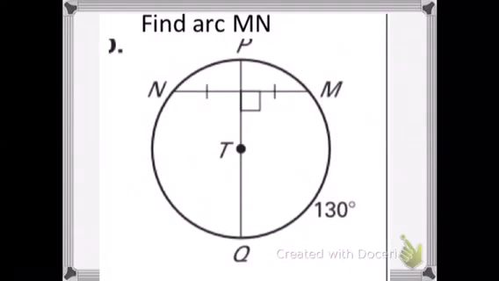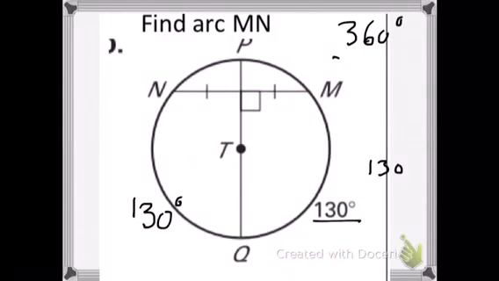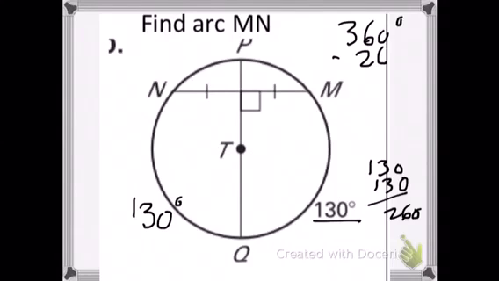Alright, so our first problem asks us to find the arc MF. Well, we know that these are equal distance right here. So if that side's 130, this side's 130. We know a circle has 360 degrees in it. So 130 plus 130 makes 260. So 360 minus 260 equals 100.